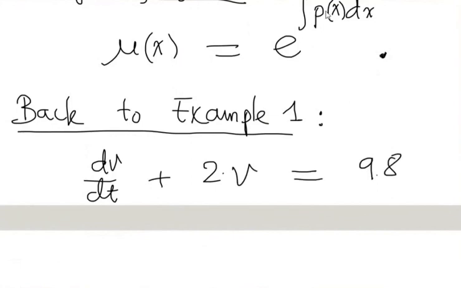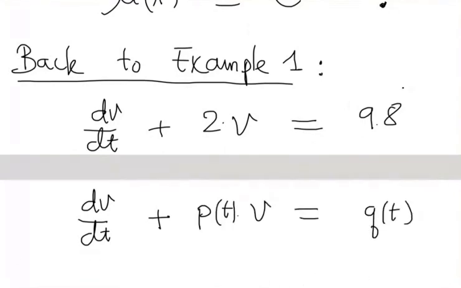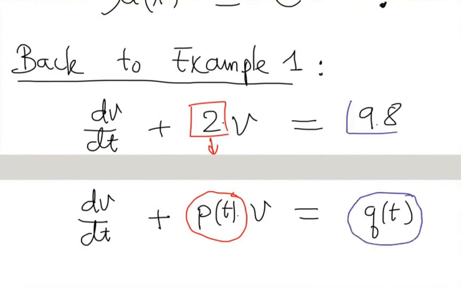So the equation is dv/dt plus 2v equals 9.8. Let's identify a few things. The standard form: here we need to switch back to the independent variable t, so I'm going to write p of t, q of t. That is the standard form of the equation. So from here we see that p of t should be 2 and q of t should be the right hand side, 9.8.